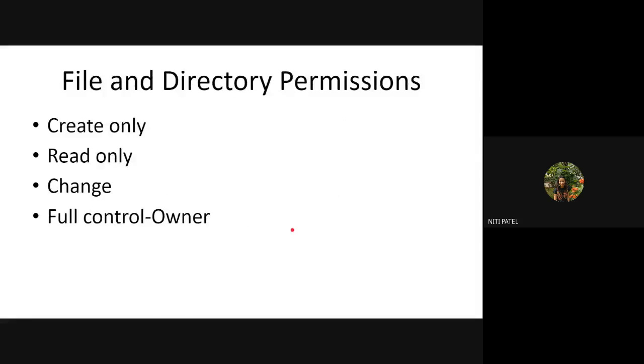Okay. Then next is file and directory permission. Now we all know this. What are the file and directory permissions? Create only, read, write, execute, change, full control. Create only means that if I give this permission to you, you will be only allowed to create. Read only means the person is only allowed to read the data. If I give you change, it means you are allowed to write, read, delete, create, modify, every change is being given.